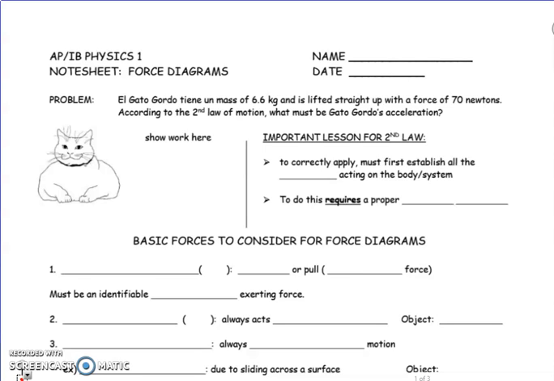So let's start off with a problem. Let's center on our fat cat, El Gato Gordo here. You're told that the cat has a mass of 6.6 kilograms, and it's lifted up with a force of 70 newtons. We learned that the unit of force is a newton, which is equivalent to a kilogram meter per second squared. According to the second law of motion, what must be the cat's acceleration? I'd like you to show your work here. Pause right now and do that, please.